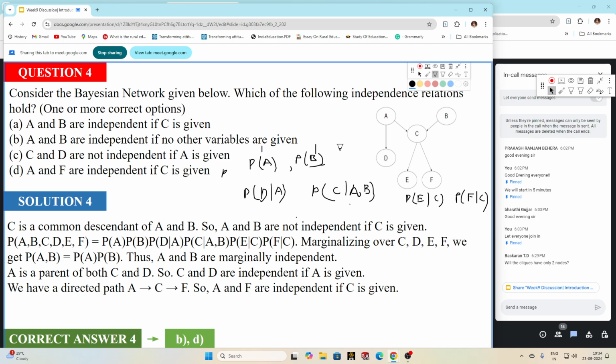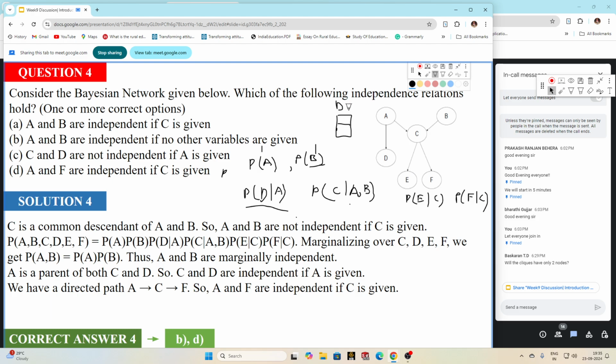Now when we are calculating D given A, you will have to make a table. How will we make the table? The probability of D is what we are calculating, so for D we have to make a table. We will have two cases.